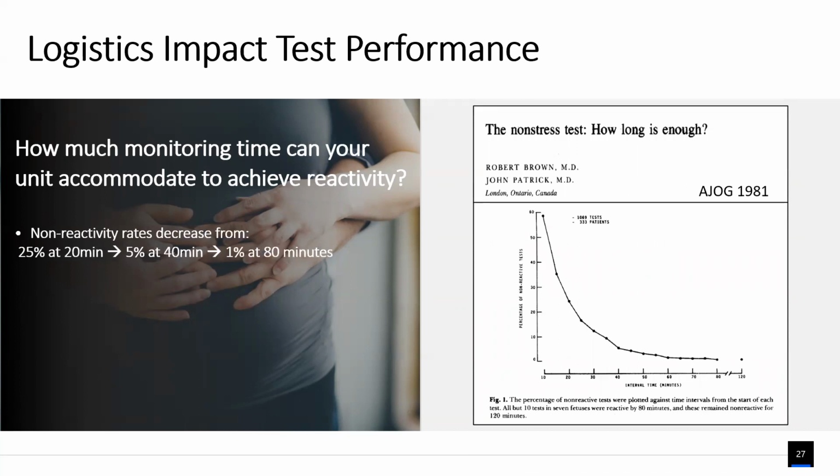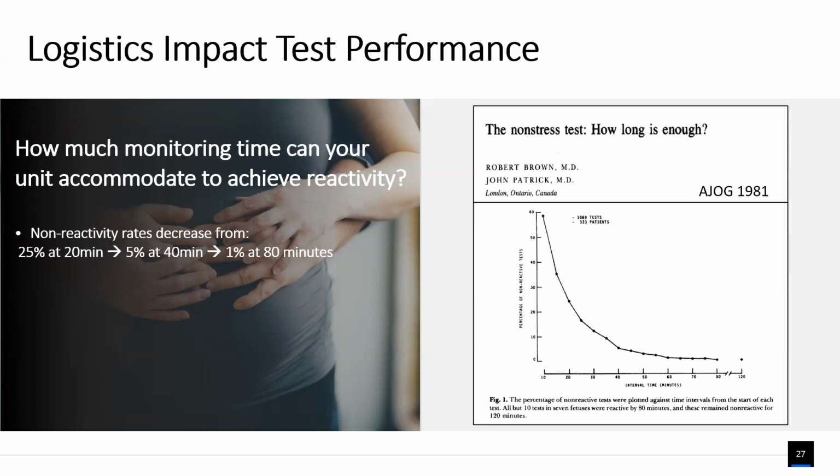So this is an older study with a slightly different definition of reactivity, but just to understand the concept, in that study, 25% of NSTs were non-reactive at 20 minutes, and went down to 5% at 40 minutes, and down to 1% in 80 minutes. Now, does every patient need 80 minutes? Of course not. In fact, very, very few, if any, will.